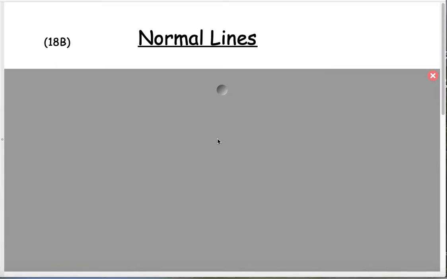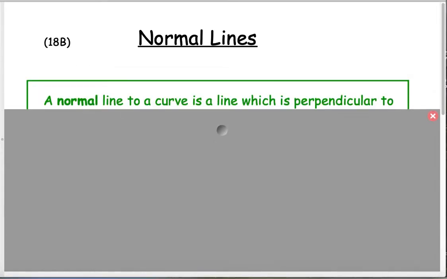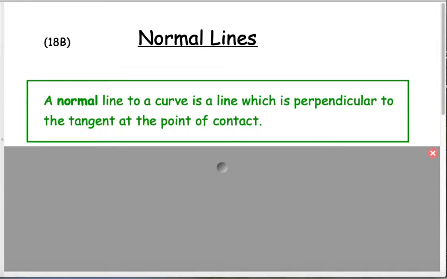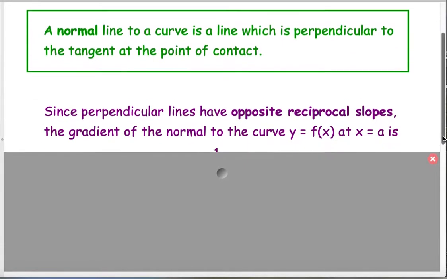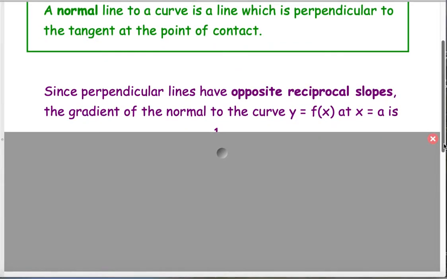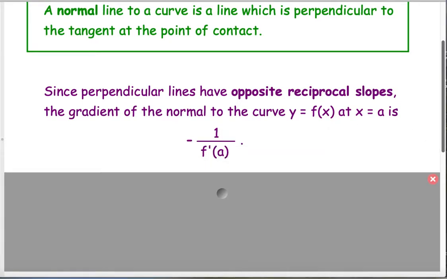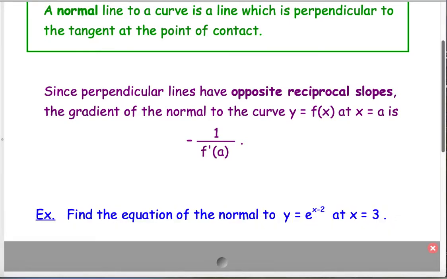After talking about tangent lines, it only makes sense to talk about normal lines. So a normal line to a curve is a line that's perpendicular to the tangent line at that point of contact. And therefore, since we know perpendicular lines have opposite reciprocal slopes, the gradient of the normal line to the curve, let's say y equals f of x at x equals a, is going to be the opposite of 1 over f prime of a.